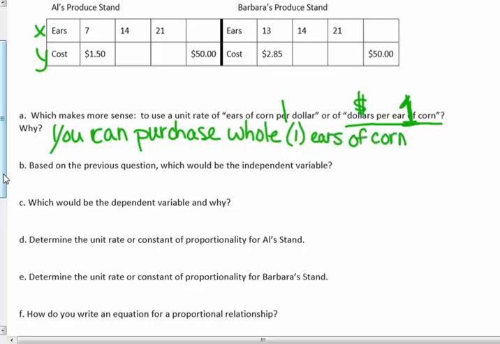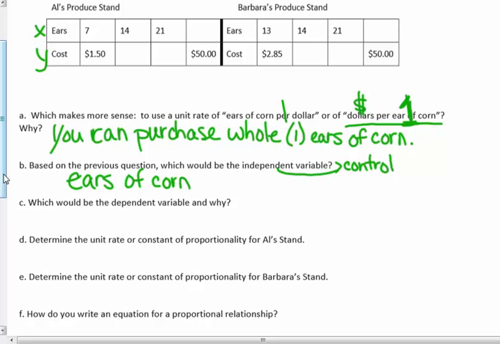And money goes on the top. We know that. Based on the previous question, which would be the independent variable? The independent variable is always the X. That's the ears of corn. I can control how many ears I'm buying. Usually the independent variable is the thing you can control. Do I want 1 ear of corn, 2 ears of corn, 3 ears of corn, 7 ears of corn? No, I'm going to buy a dozen today. So I can control that. So the ears of corn is the X, or the independent variable.